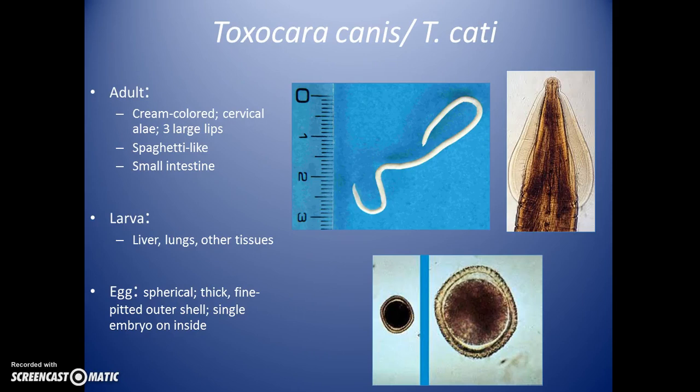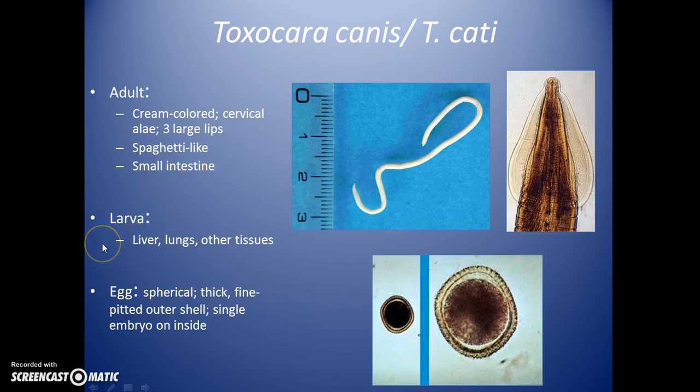So we're going to start with Toxocara canis and Toxocara cati. Now I've coupled these two parasites together because they are actually the same parasite. They just infect a different species of animal. Now the adult worm of Toxocara is cream-colored, has cervical alae, and the cervical alae are these wing-like structures on the anterior end of the parasite, meaning the head end, and it also has 3 large lips, and these 3 large lips are located in about the same area where the mouth would be. The appearance of these adult roundworms are spaghetti-like, and you can find them in the small intestine.